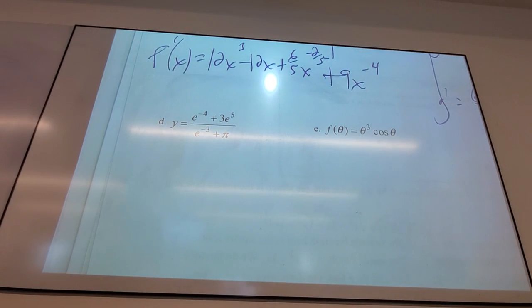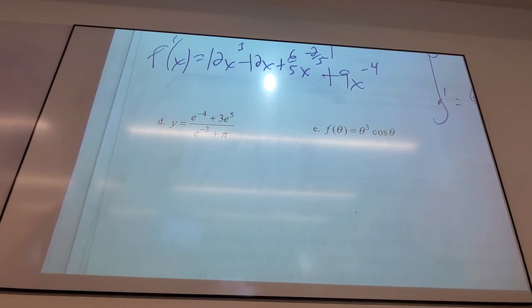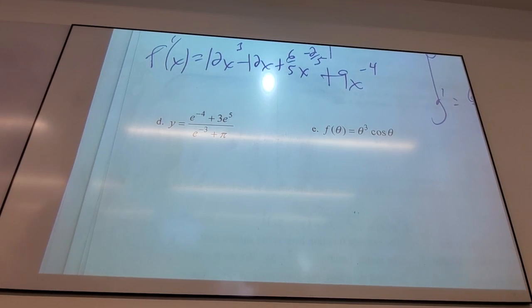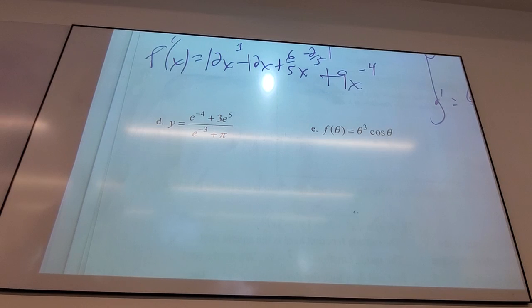What was the answer to part B? 0. Why? Because cosine 2 is a constant. Do I see any variables? No x's on the right side. e is a constant. Pi is a constant. So isn't all that just a number? So what's its derivative?